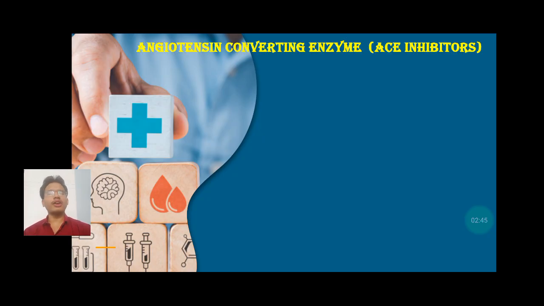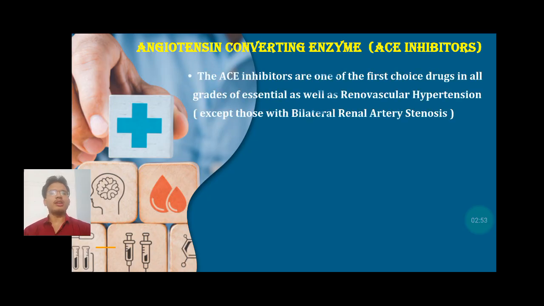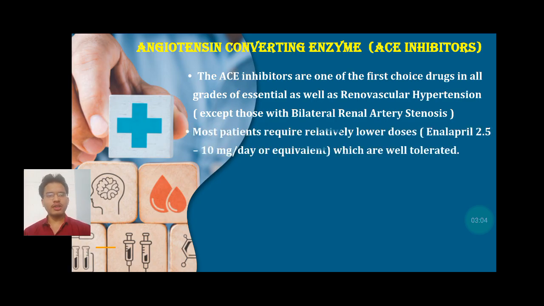The second class of antihypertensive drugs are angiotensin converting enzyme inhibitors, also called ACE inhibitors. The ACE inhibitors are one of the first choice drugs in all grades of essential as well as renovascular hypertension, except those with bilateral renal artery stenosis. Most patients require relatively lower doses, enalapril 2.5 to 10 mg per day or equivalent, which are well tolerated.